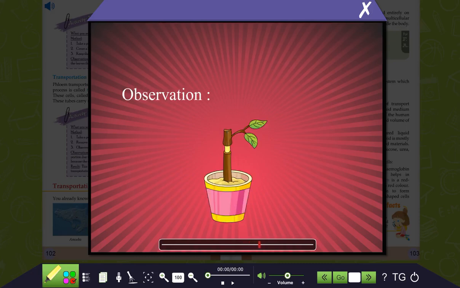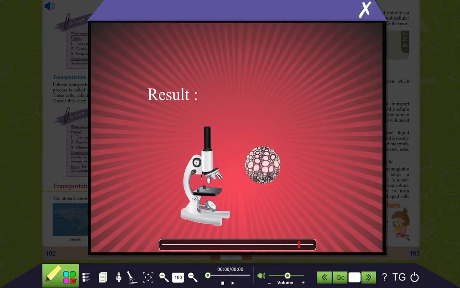Observation: the stem shows swelling in the upper portion due to accumulation of food material. This is because the downward movement of food is blocked. Result: this shows that the phloem helps in the transportation of food from the leaves.